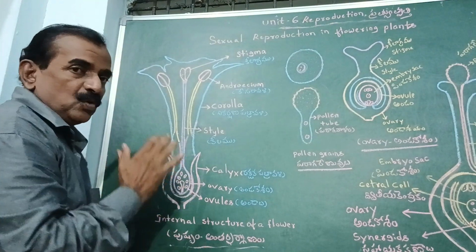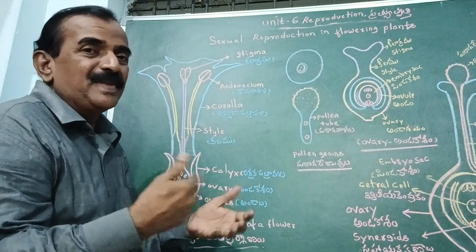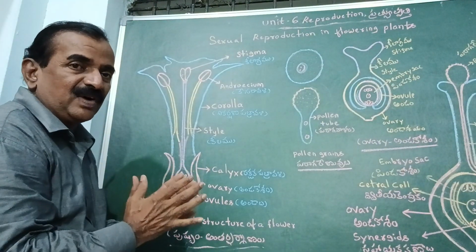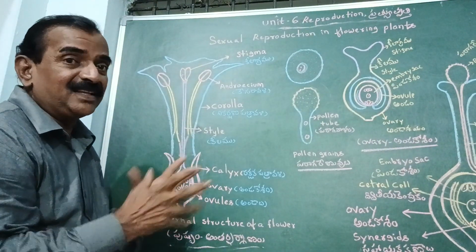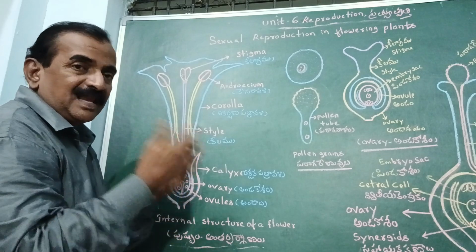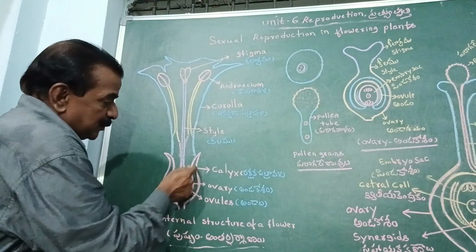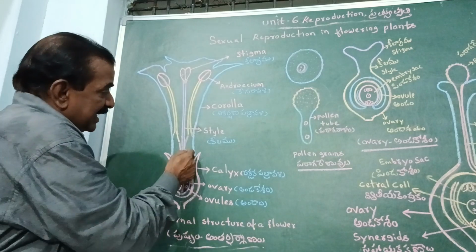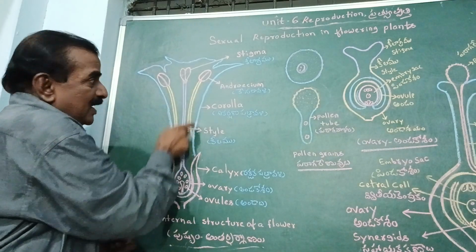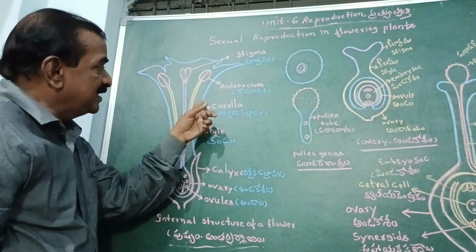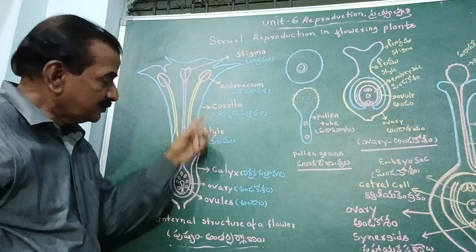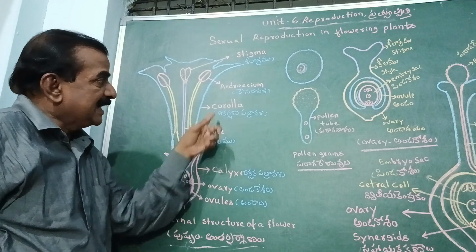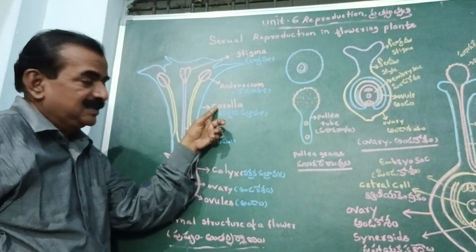Now we have discussed the male and female reproductive parts. A flower has four major parts. The first part is green in color and is called the calyx. And this is a tubular structure, colored, and this colored part is called the corolla. Calyx is also called sepals, and corolla is also called petals.